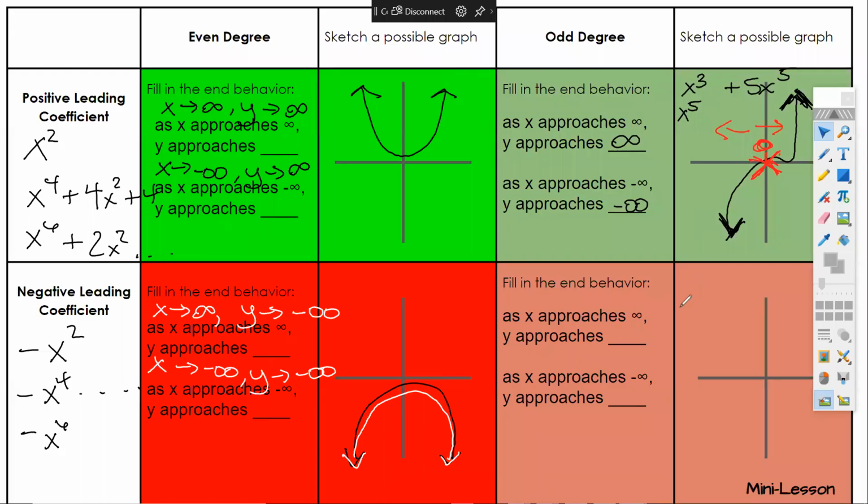All right, let's talk. If I have an odd degree with a negative leading coefficient, that's going to be stuff like negative x to the fifth, and that's going to be the opposite direction. So as x approaches positive infinity, y is now going to be negative infinity. As x approaches negative infinity, y is approaching positive infinity. We always talk about the right, then the left.